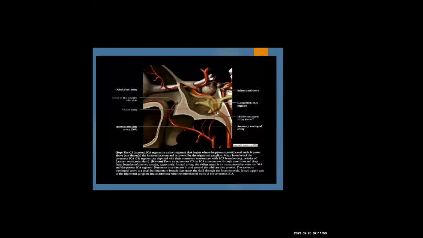So the lacerum segment is a very short segment that's denoted right here by the arrow, and it's covered again by this trigeminal ganglion right here. So this is going to be kind of the first segment that arises as you exit the carotid canal.